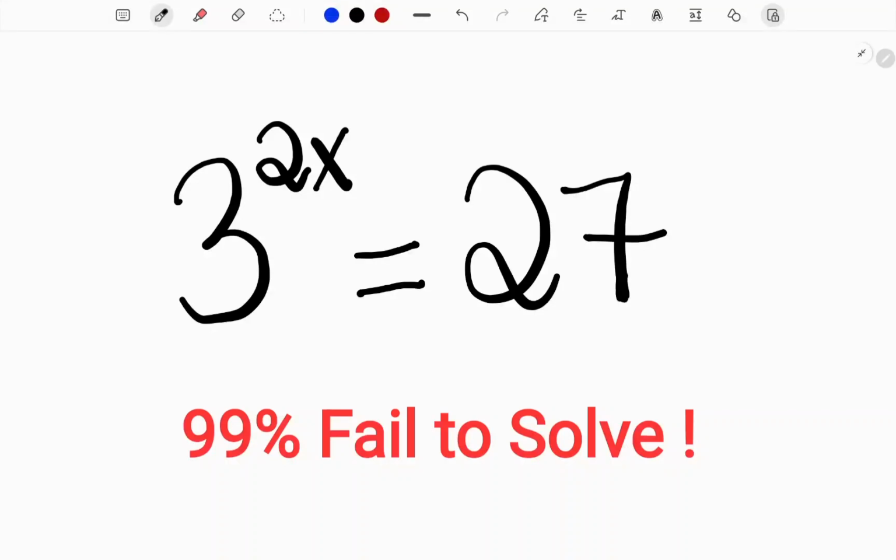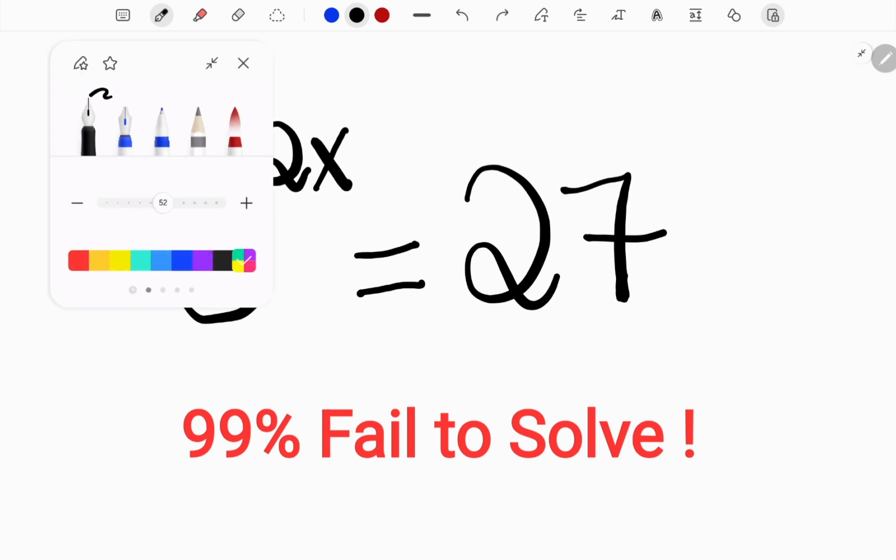Let's explore an interesting exponential equation problem. The problem at hand is to solve the equation where 3 raised to the power of 2x equals 27. In other words, we need to find the value of x that makes this equation true. Let's walk through each step of this process together.